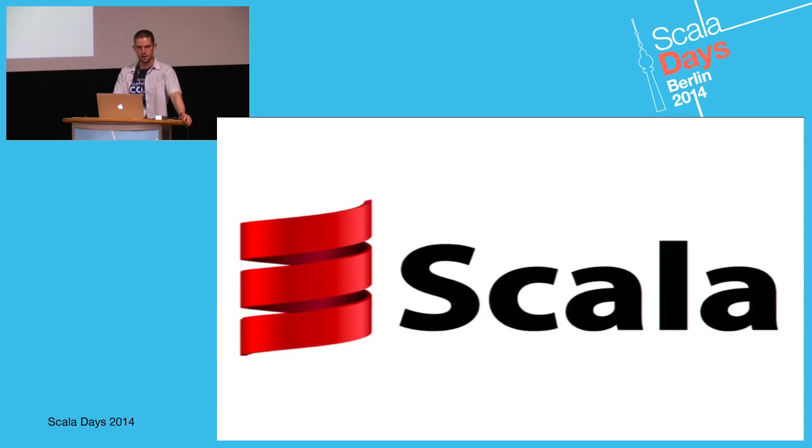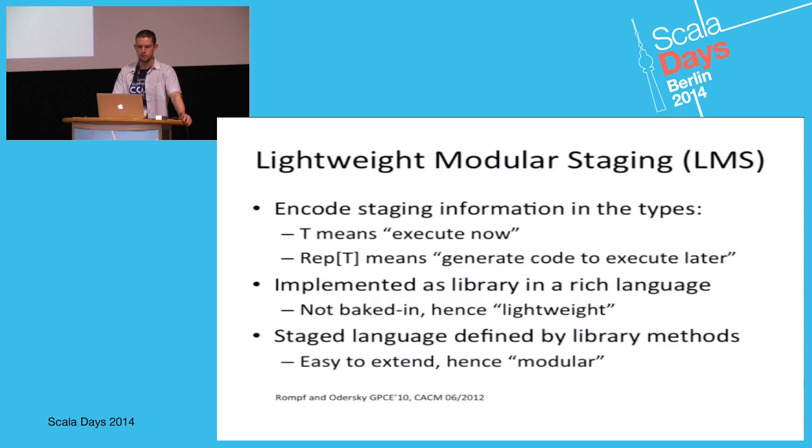So how does this look in Scala? I already mentioned the LMS framework that we've been building, and the idea is to encode the staging information in the types. Whenever we have a regular type T, like int or string, this just means execute now. There's nothing to it, really. But whenever we have an expression of type Rep[T], like Rep[Int] or Rep[String], this means that we will generate code to execute this expression later.